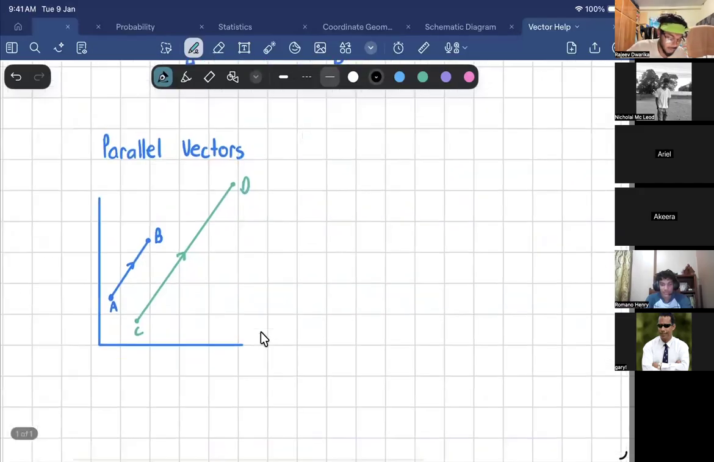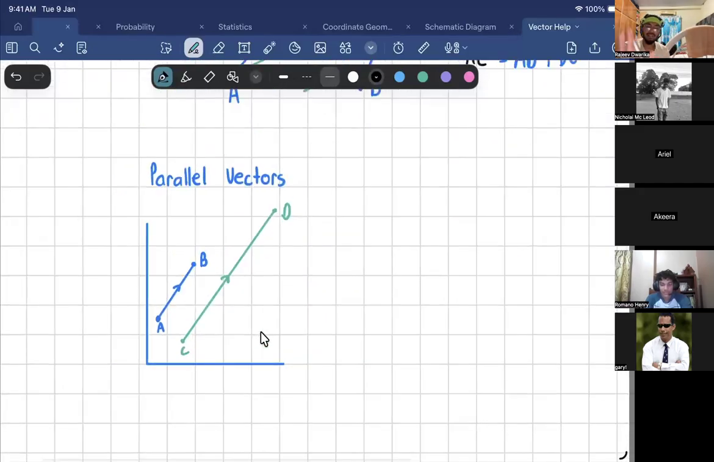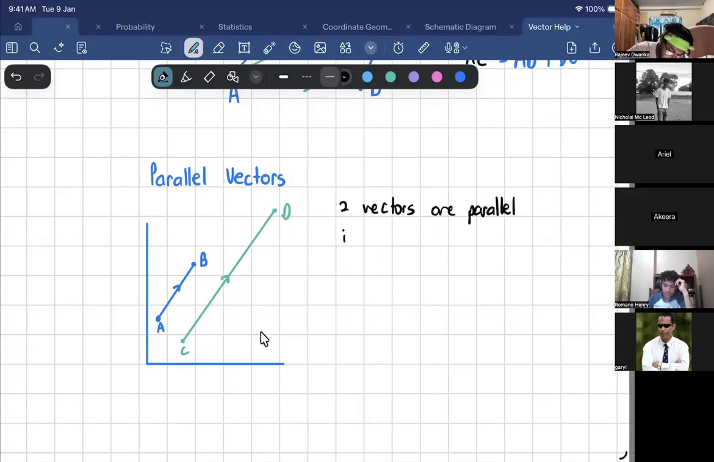Right. So here, could everybody in class see that these two vectors are parallel? And could we also see that AB looks like half of CD? Let me know if all could see that. Yes, sir. All right. So two vectors are parallel if one can be written as a scalar multiple of the other.